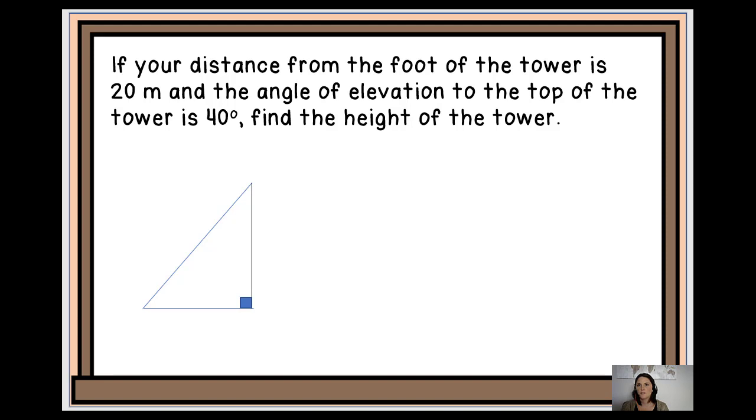Okay, because we're still talking about right angle trigonometry, we know that we should draw a right angle triangle. Let's label the information that we know on our triangle. The question says, if your distance from the foot of the tower is 20 meters and the angle of elevation to the top of the tower is 40 degrees, find the height of the tower. So the height of our triangle is going to be our tower. Let's go ahead and label the tower.